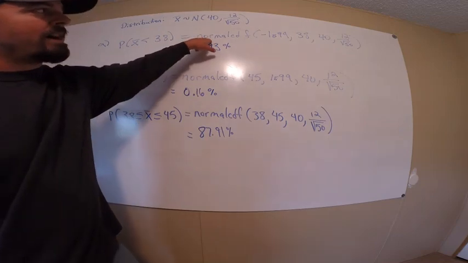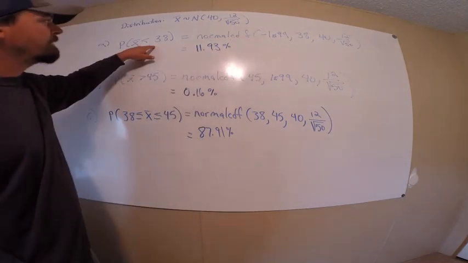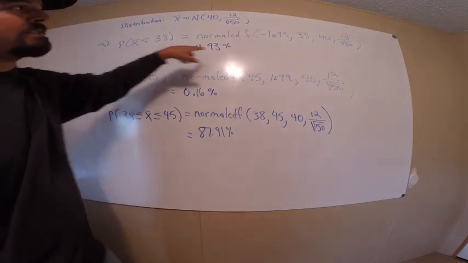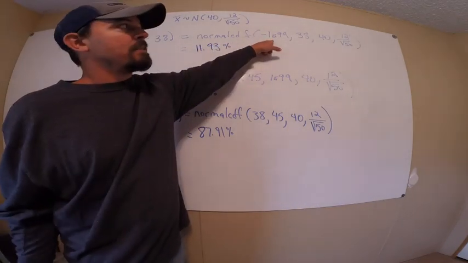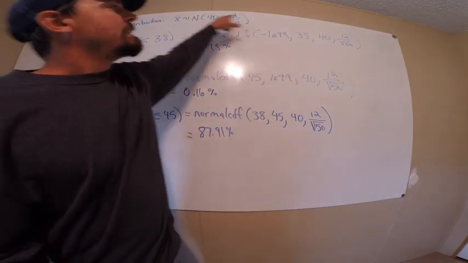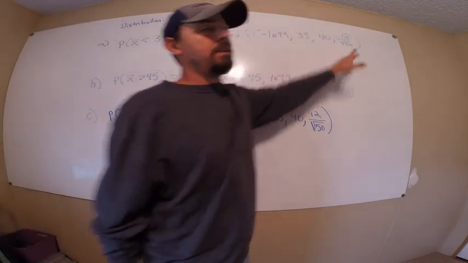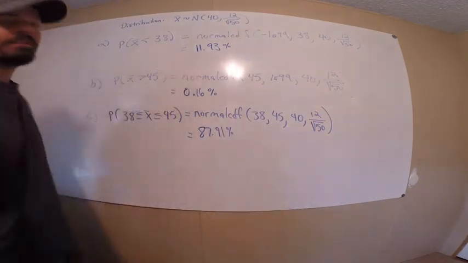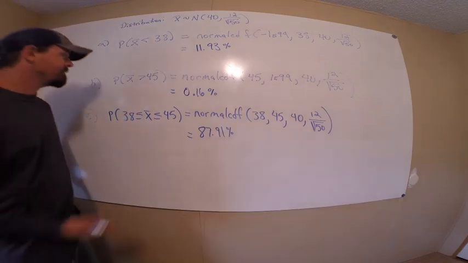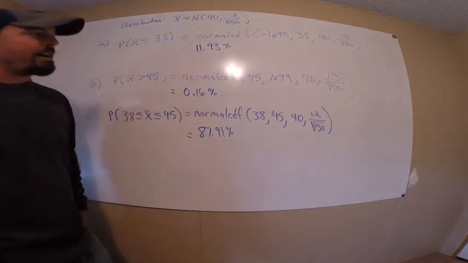A, the probability that X bar is less than 38. So, I've got normal CDF in my calculator. My lower bound, if it's less than 38, is negative infinity. So I use negative 1E99, upper bound's 38, my mean is 40, my standard deviation we found to be 12 over the square root of 50. If you type that in, 11.93%.